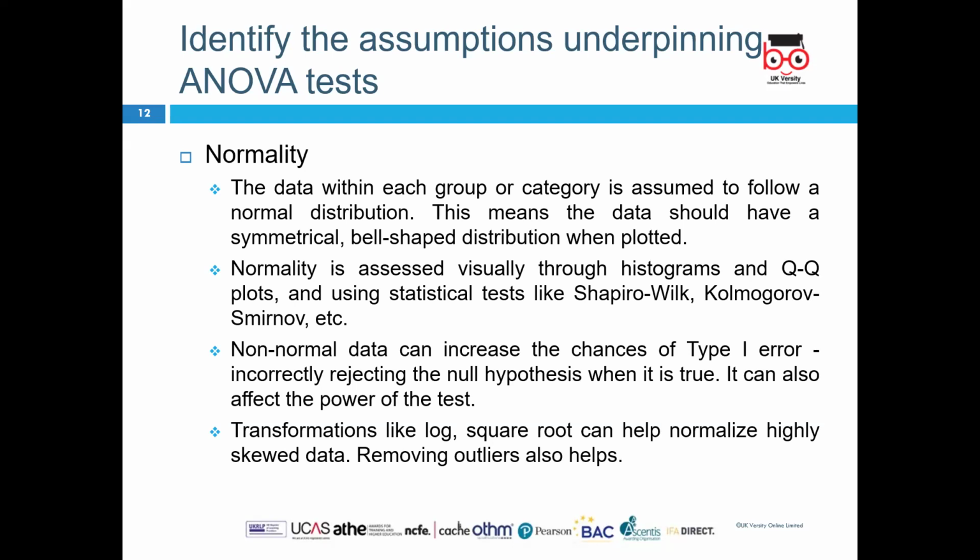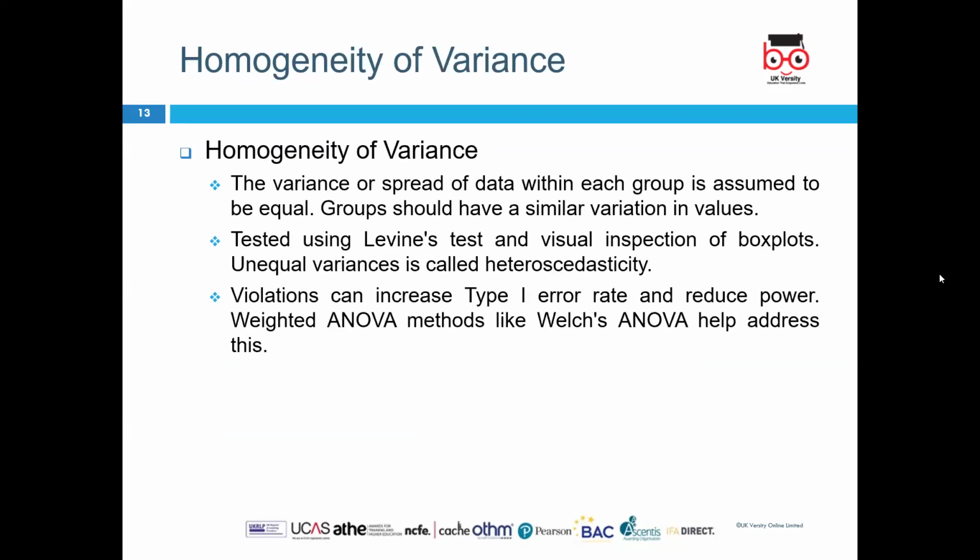Non-normal data can increase the chances of type 1 error, which is incorrectly rejecting the null hypothesis when it is true. It can also affect the power of the test. So if the data does not follow a normal distribution pattern, transformations like log and square root can help normalize highly skewed data. Removing the outliers can also help in this regard.